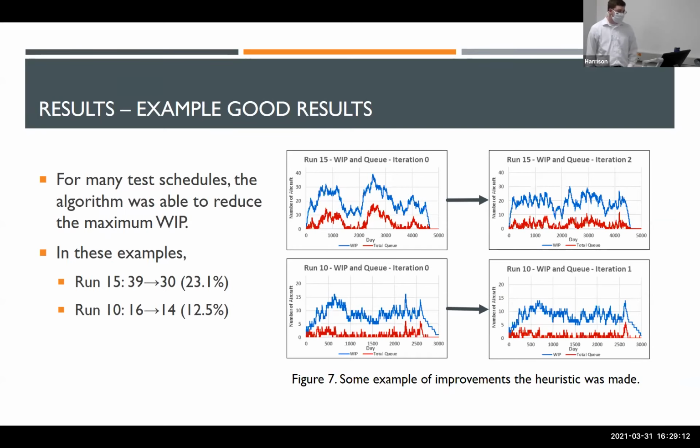Other secondary metrics, such as the average and standard deviation of both the WIP and the queue, also went down. We see that the large peaks and valleys get dissipated. The second example shows a similar reduction in an exponential schedule. The maximum WIP reduced 12.5%, from 16 to 14. And again, the secondary metrics were also successfully reduced.